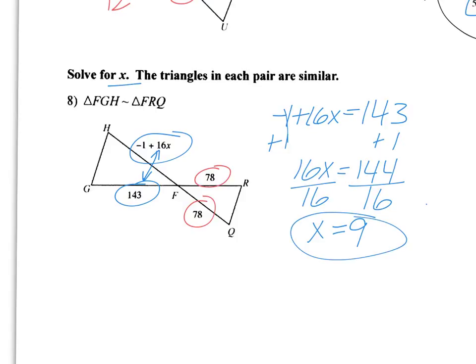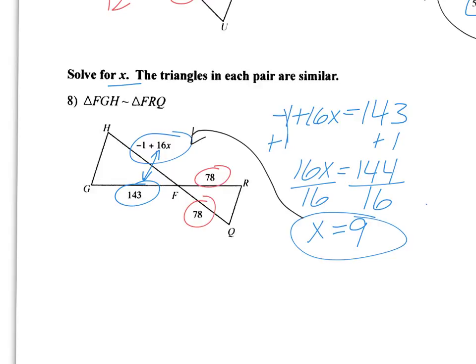However, it's not a bad idea to plug back in because we know that if we do, we should get 143. So if I come back up here and plug in, and I do negative 1 plus 16 times 9, I get 143. So that proves that 9 is correct.